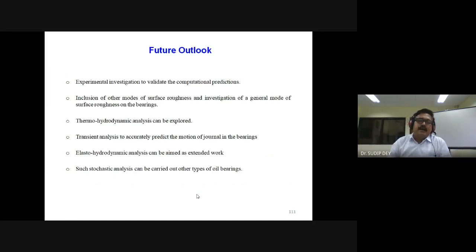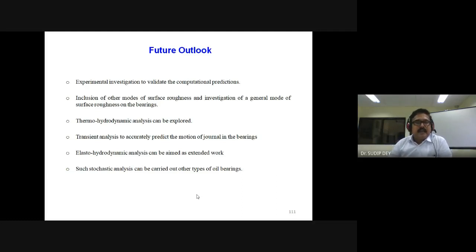The future outlook is experimental investigation to validate the computational prediction. It is always required, because experimentally, stochastic variation mapping is practically impossible. But definitely, with smaller results, say if we can have 64 experimental samples, like we have projected, we can validate against the results we get from the surrogate. That is the study that is open, and nobody has done this till now.